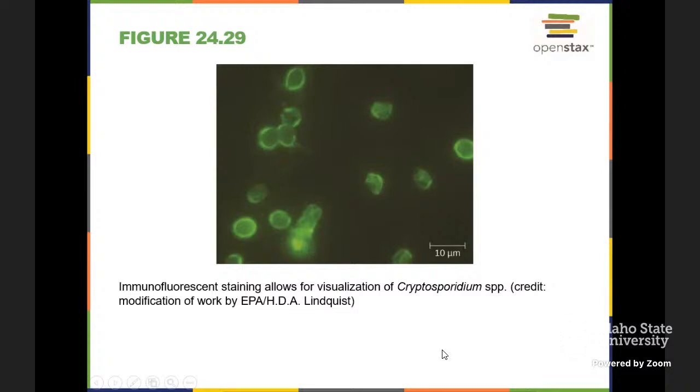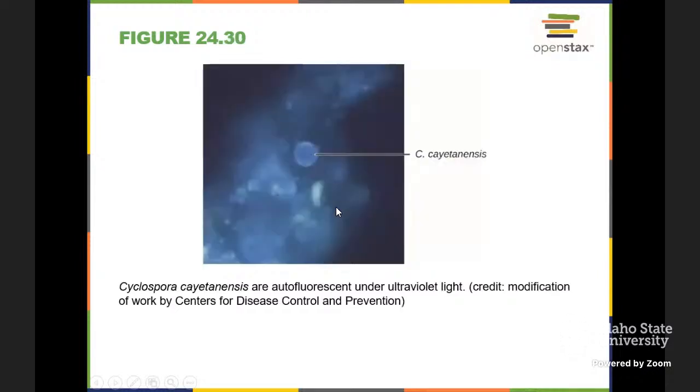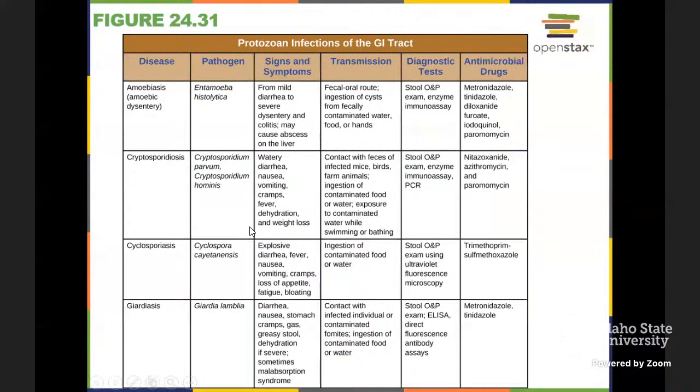A handful of others as we move through here that I'm like, oh man, I want to talk about these all day. Cryptosporidium, there are handfuls of organisms that will stain up kind of beautifully. Here we can see our Cryptosporidium with this immunofluorescence staining. Cyclospora cayetanensis, another one, this one autofluorescing with UV light. I've got so many things to say about these. I'm going to wait till we get to some of this.